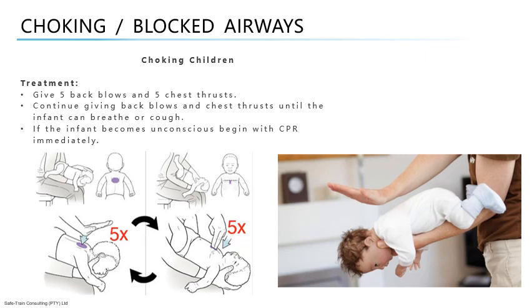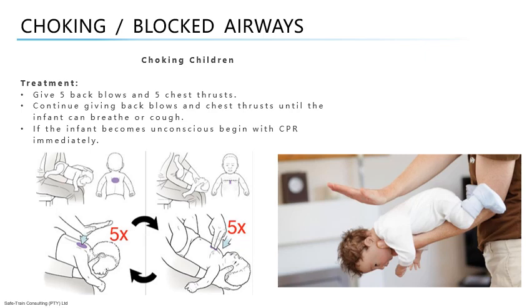Turn the infant over, face down on your forearm. Place your arm down on your thigh, being sure that the infant's head is lower than his or her chest. Using the heel of your hand, give 5 back blows between the infant's shoulder blades. Be sure to hold the infant's jaw with your thumb and fingers to stabilize his or her head.